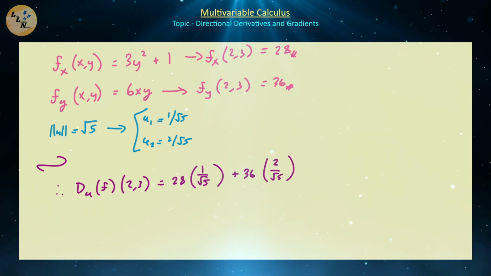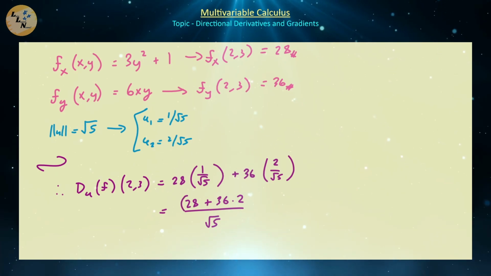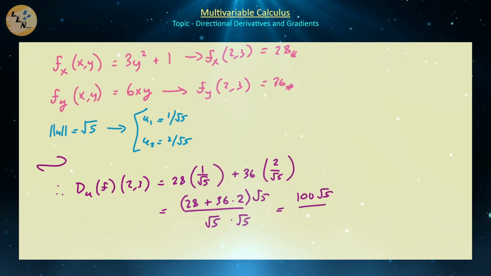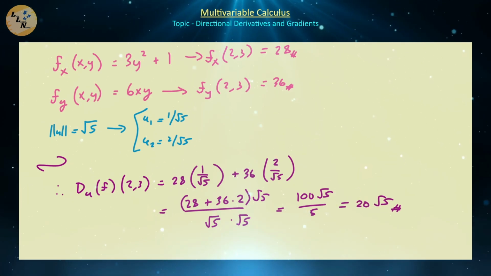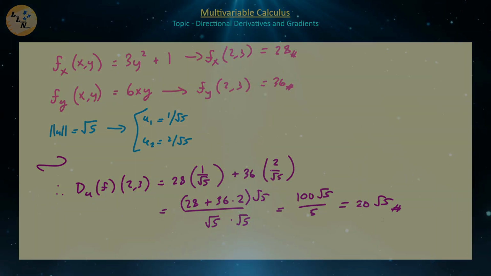And that's going to be equal to what? So that's going to be equal to 28 plus 36 times 2, all divided by the square root of 5. Or we can multiply top and bottom by the square root of 5 if you want to get rid of that denominator. And that's going to come out to 100 square roots of 5 divided by 5, which is the same as 20 square roots of 5, which is the same exact answer that we got with the limit definition. But this way is so much more direct and, at least in my opinion, a lot easier algebraically.